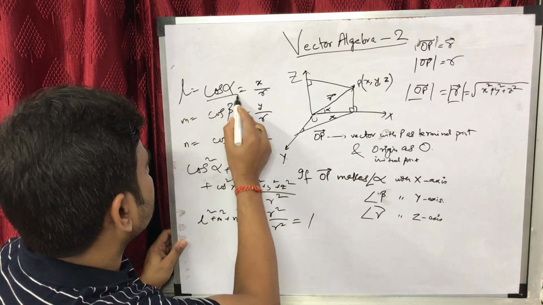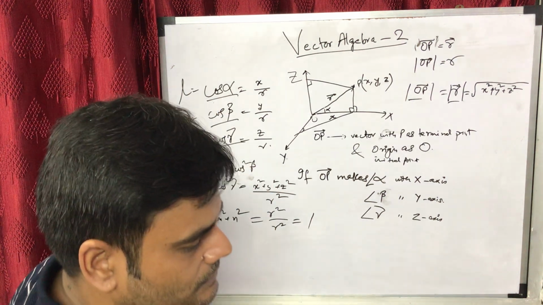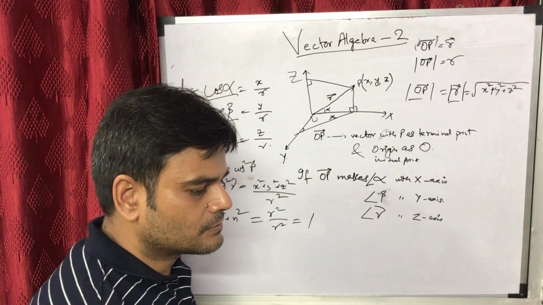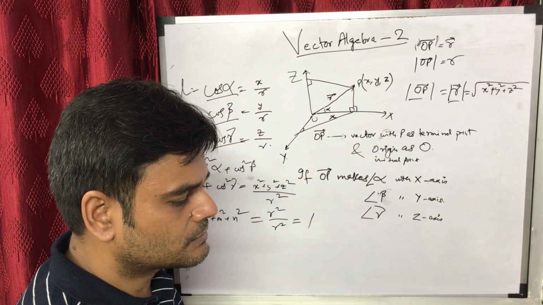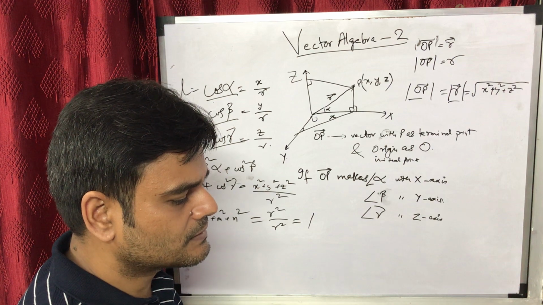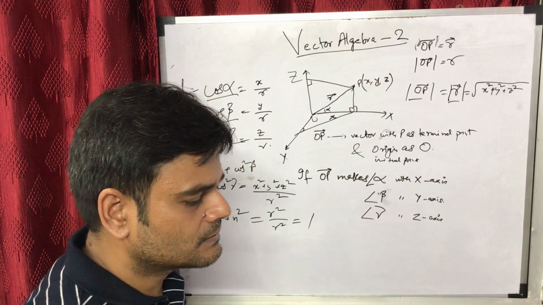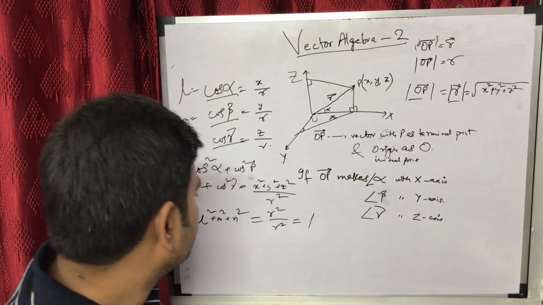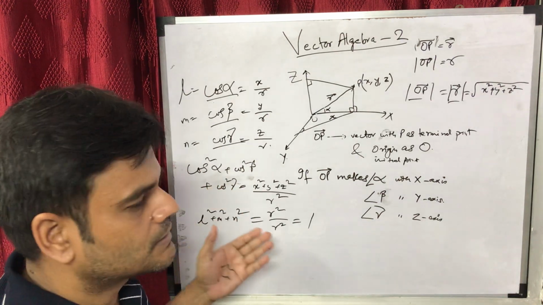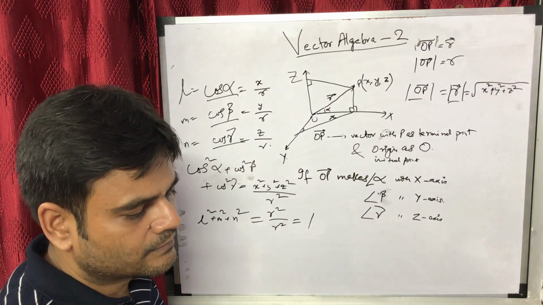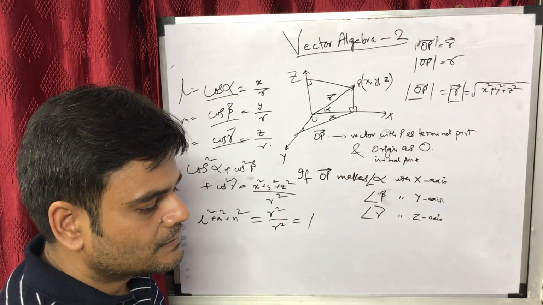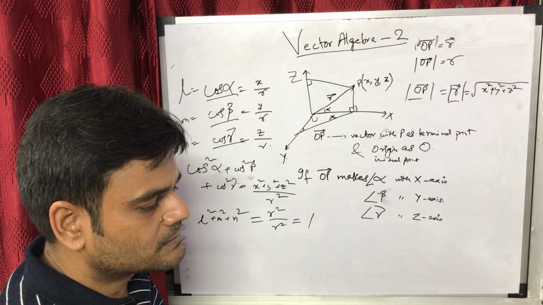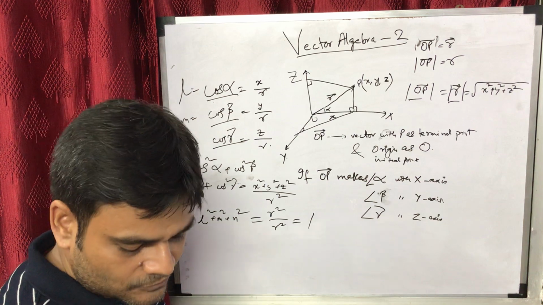And what are cos alpha, cos beta and cos gamma? They are known as the direction cosines. The definition says the cosines are called direction cosines, and the sum of the squares of the direction cosines is always 1. This is what mathematics says. Another topic which I wanted to cover is summation of two vectors.